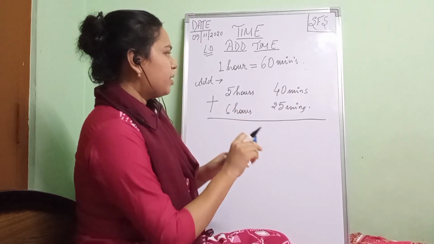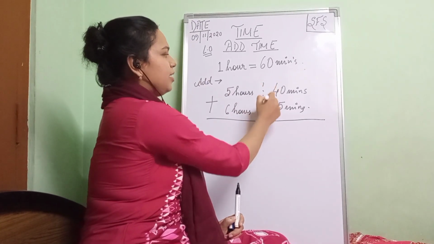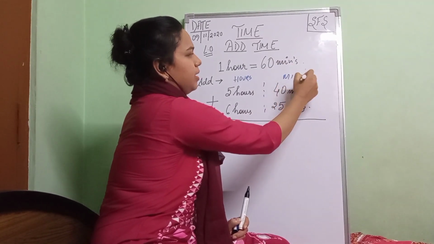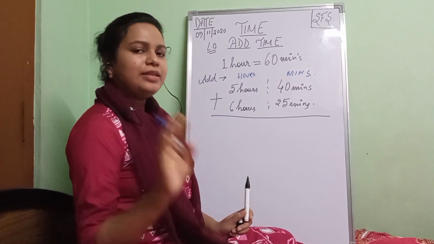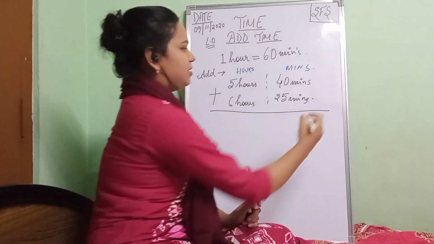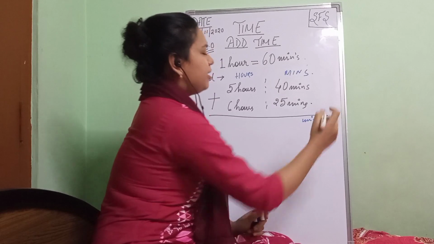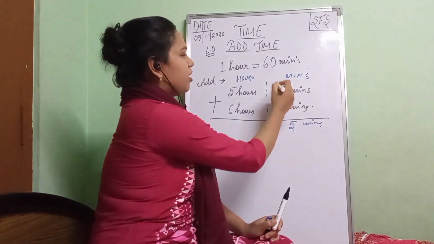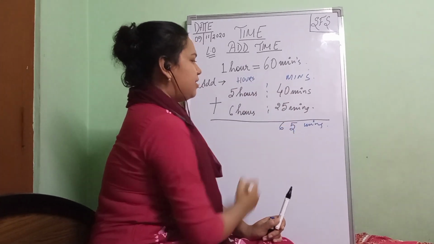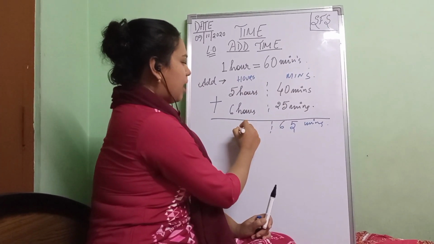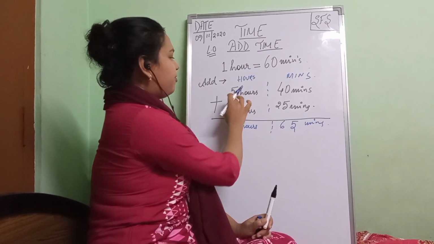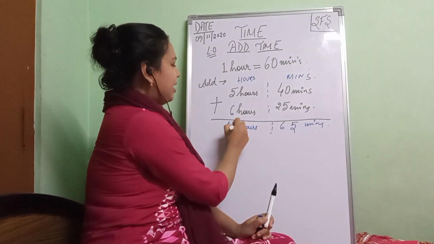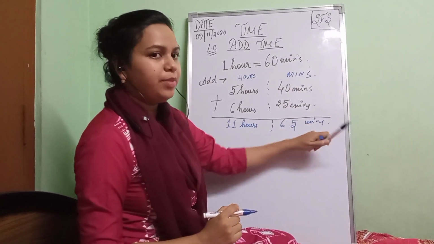What do I do? The first thing I do is I write the hours and minutes separately. Okay, hours and minutes. Alright? And then I add the minutes. Okay? So 5 plus 0 is 5. 4 plus 2 is 6. 65. And how many hours do I get? 5 plus 6 is how much, children? 11, right? So here I write 11 hours plus 65 minutes.